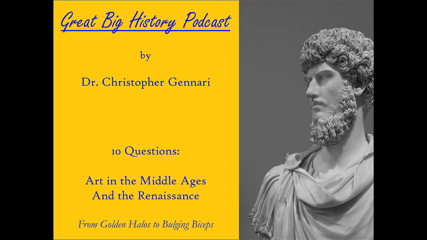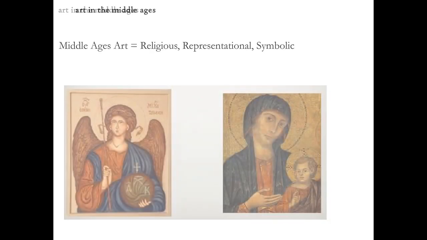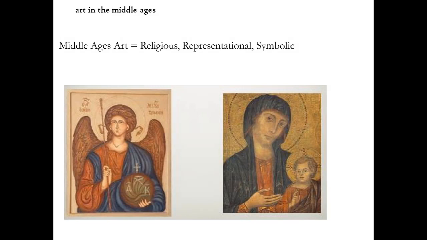Thank you for joining us in our last episode for History 101, 10 Questions: Art in the Middle Ages and the Renaissance, from golden halos to bulging biceps. So we're going to talk about art in the Middle Ages. This is painting, pictorial art. And when we start, art is religious, representational, and symbolic. Things stand in for other things, and most of the art has a religious theme to it.